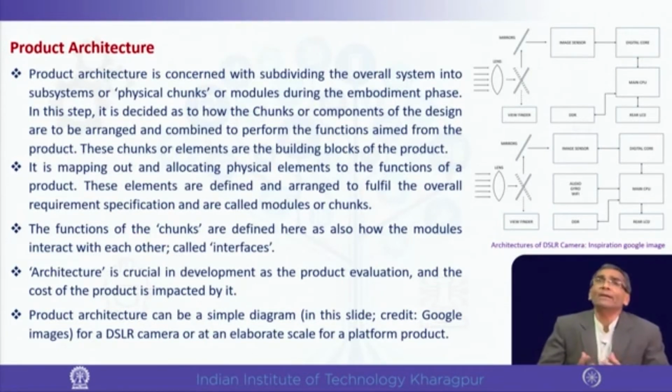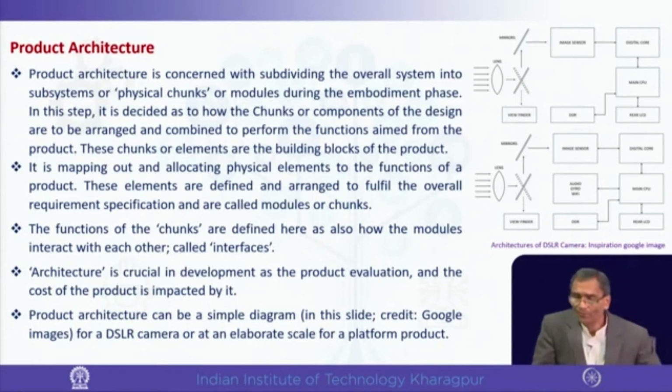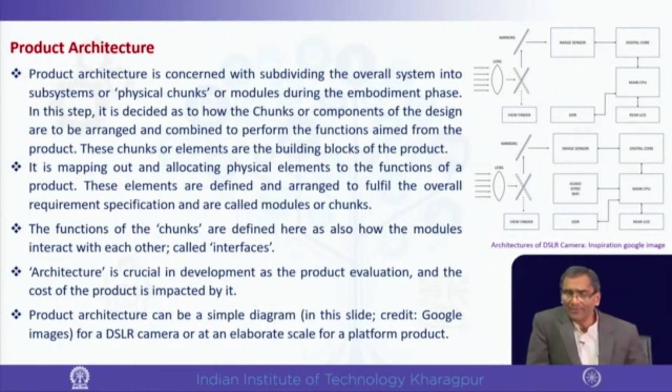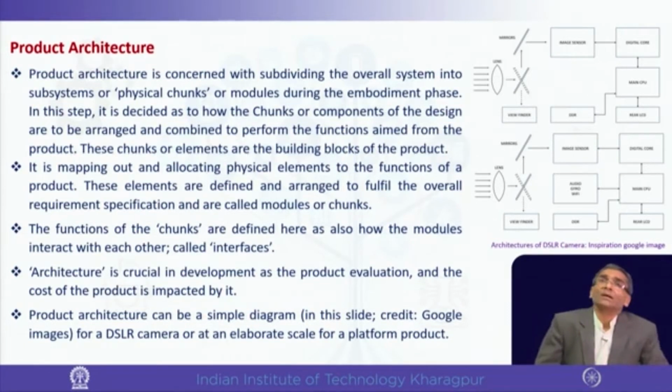A camera, for example, which you can see on the right hand side in the block diagram, is a DSLR camera block diagram. I am just explaining now because this is not what I would be explaining here, but in a larger image we will be describing it later. But here, just to show that there are different blocks like lens, mirrors, sensors, digital core, main CPU, LCD, DDR, etc. All these things are there. So, these are the chunks.